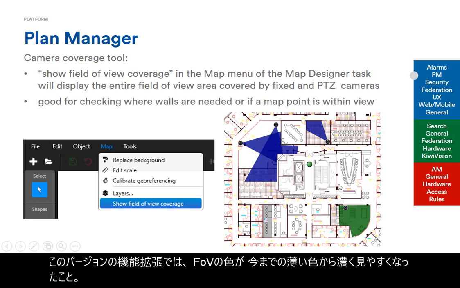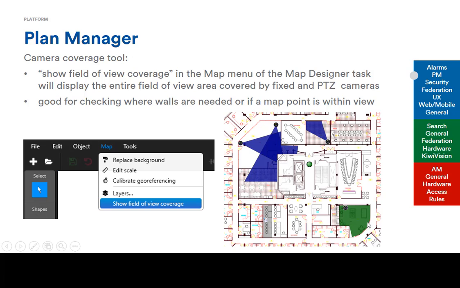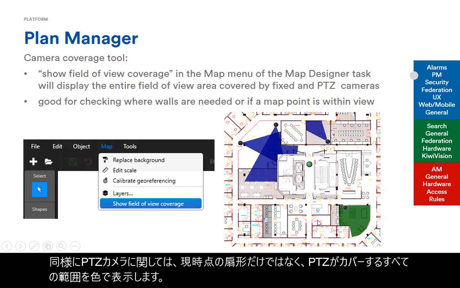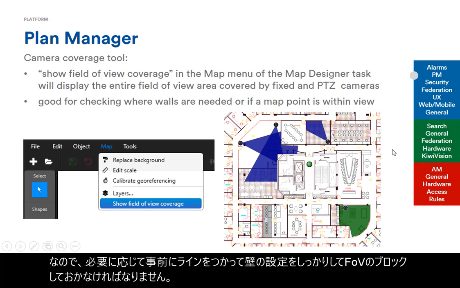And what's nice about this is basically it'll highlight the fields of view in a very solid color instead of the gradient that you usually see. So this way you can really see where your cameras are seeing and what can be seen by them. And as well for your PTZs, it's going to highlight the entire area around it. So not just the current cone, it's going to give the entire area so you can see based on the rotation what can be viewed by that PTZ camera. So it's nice to use if you're checking your walls that you've set up in your system and to make sure that you've got everything blocked off that you need to.